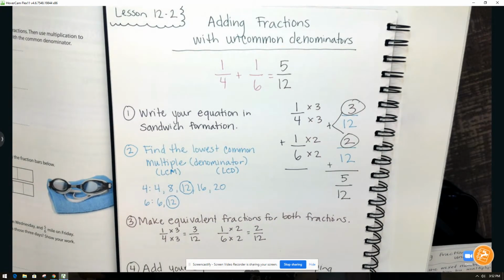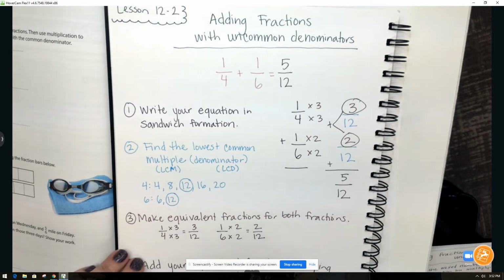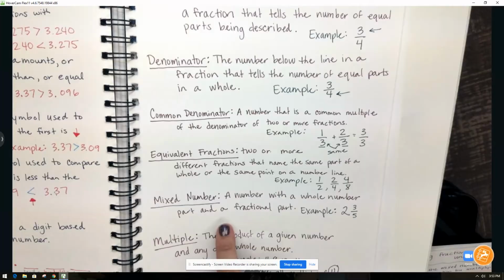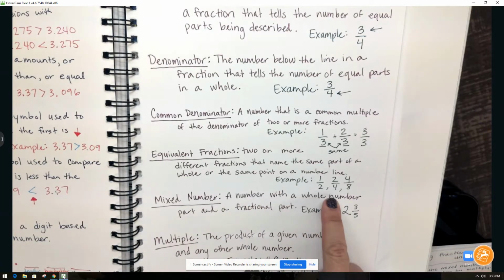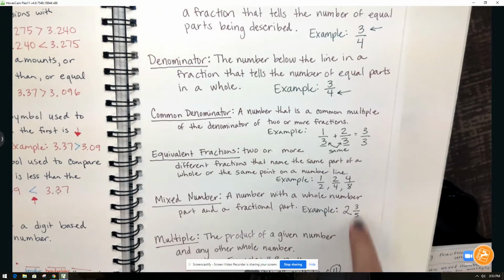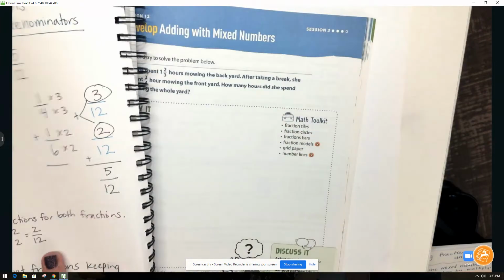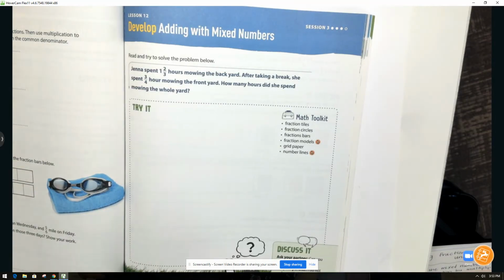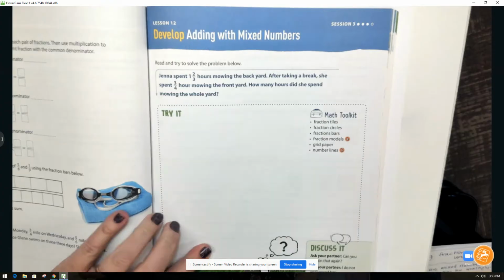Now, the steps are going to be almost virtually the same for adding fractions with uncommon denominators that are mixed numbers. Remember that a mixed number, let's go back to our fraction vocabulary, is a number with a whole number part and a fractional part. So for example, 2 and 3/5. So now that we've done that quick little reminder, we're going to go to page 237 in our math workbook.